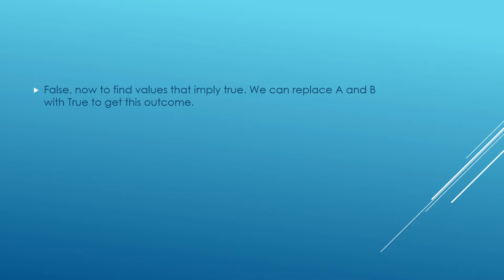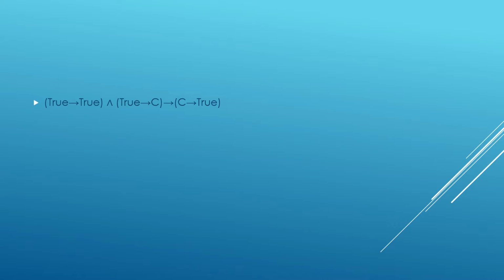Now we need to find which values are true, and which gives a true outcome. So we can replace A and B with true to get this outcome. So true implies true, and true implies C, which implies C implies true. True and C implies true. It gets simplified down this far because true implies true is equivalent to true, true implies C is equivalent to C, and C implies true is equivalent to true.